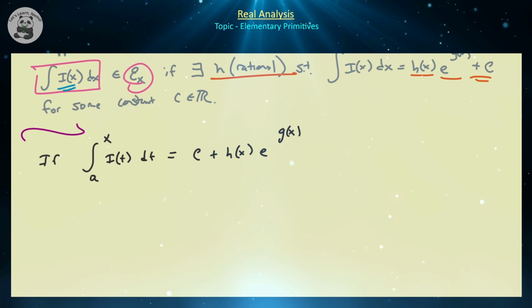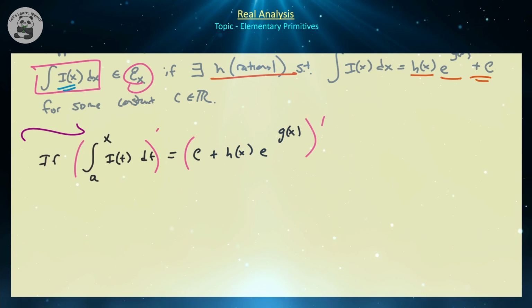Now let's see if we can find a nice representation for finding this h if it does exist. So using the fundamental theorem of calculus, I can differentiate both sides of this equation with respect to x. Once I do so, the left-hand side is just going to turn into I of x, and that's going to be equal to, so the derivative of c is going to be equal to 0, and here I can use a product rule.